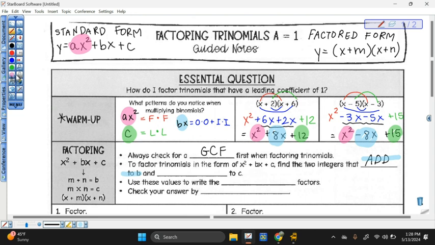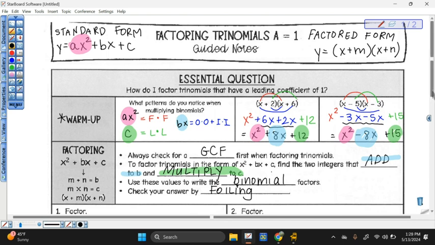And that also multiply together to get to C. Multiply to get to C. Multiply. And we use those values to write our binomial factors. And then we can always check our answer by FOILing. FOIL.